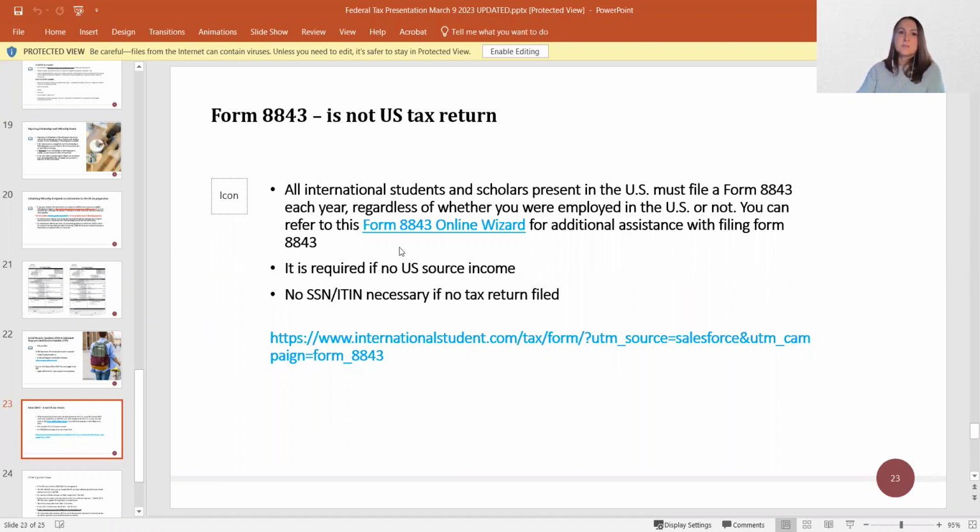We have a website that provides an online wizard. Everybody is required to complete this form while you're a foreign national here in the US. Even if you have no income, you're still required to fill out this form. You don't need a Social Security number or ITIN. It's some kind of formality that you need to do. So please do.